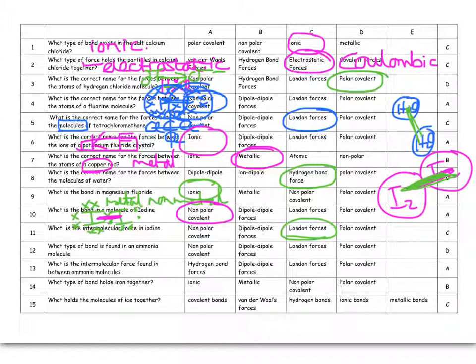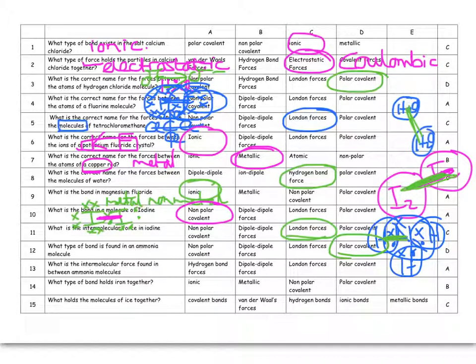What type of bond is found in the ammonia molecule? The bond inside the ammonia molecule is a, sorry, that's a circle. The bond inside the molecule is a polar covalent bond. So that over there is a polar covalent bond.